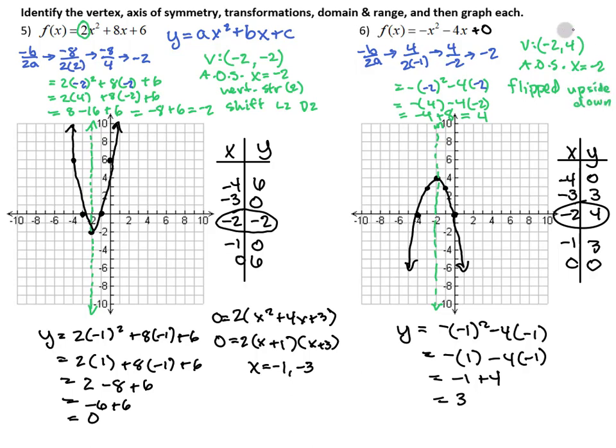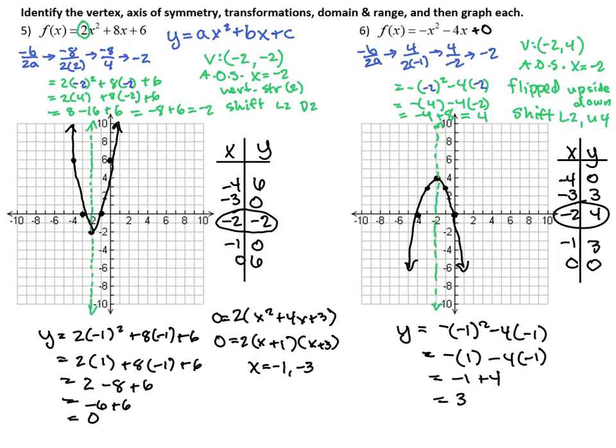And based on my vertex, we've been shifted left 2 and up 4. So shift left 2, up 4. And again, it has not been stretched or compressed because that digit is a 1. Right? The negative part just tells us it's flipped upside down.